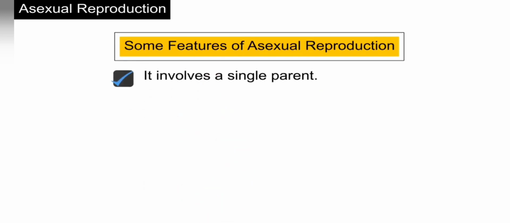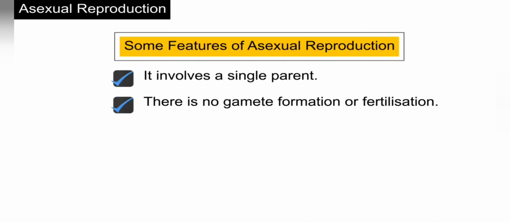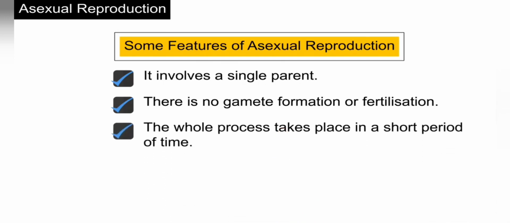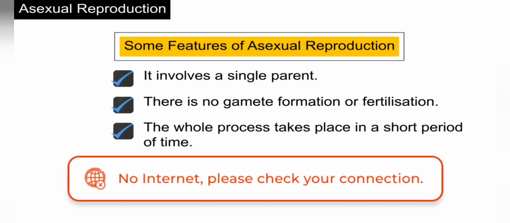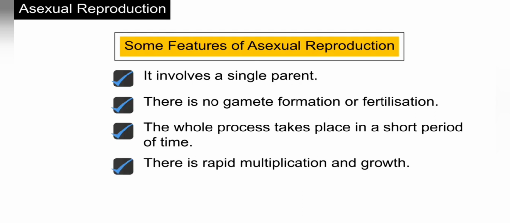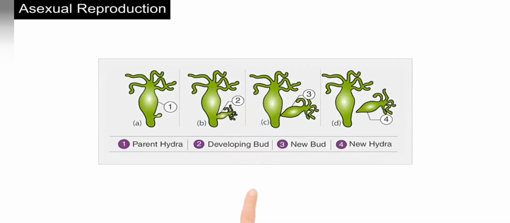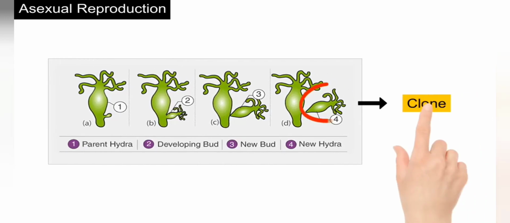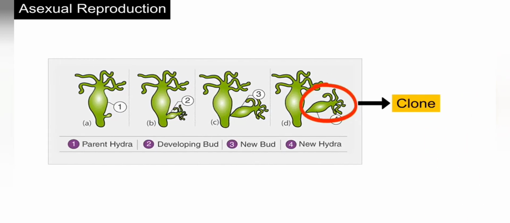Let us discuss some features of asexual reproduction. First, it involves a single parent. Second, there is no gamete formation or fertilization. Third, the whole process takes place in a short period of time. Fourth, rapid multiplication and growth happens. Fifth, there is limited variation. Here, let me tell you something interesting. The term clone is used to describe morphologically and genetically similar individuals.